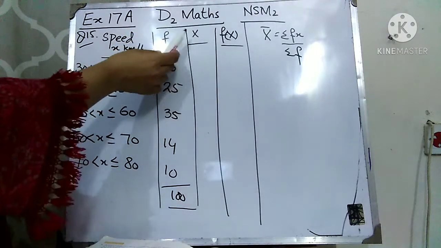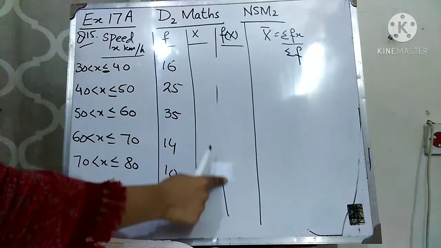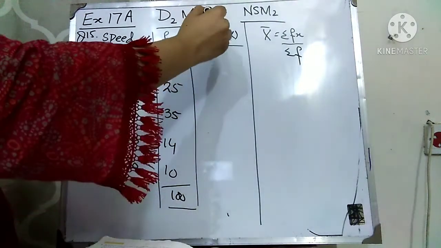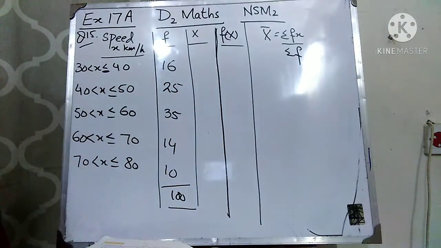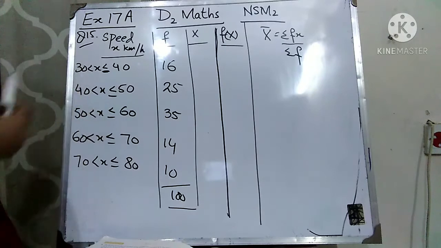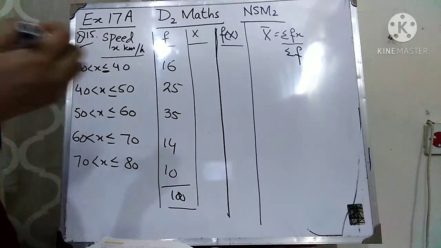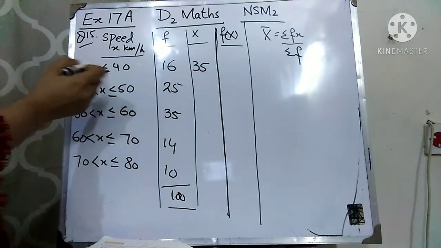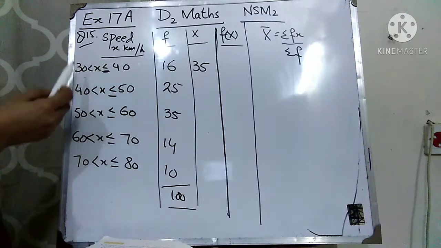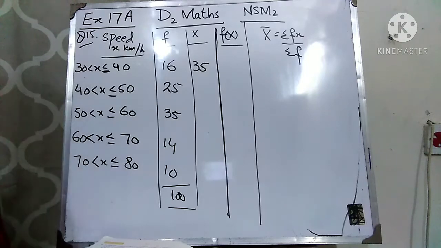Now we have to find x. What is x, students? X is the mid value. You can calculate the mid value by adding these two numbers and dividing by 2. So when you add 40 plus 30, you will get 70, and when you divide 70 by 2, you will get 35. So x is the mid value. You get it by adding these two numbers and dividing by 2. Now add 40 and 50, you will get 90. When you divide 90 by 2, you will get 45.